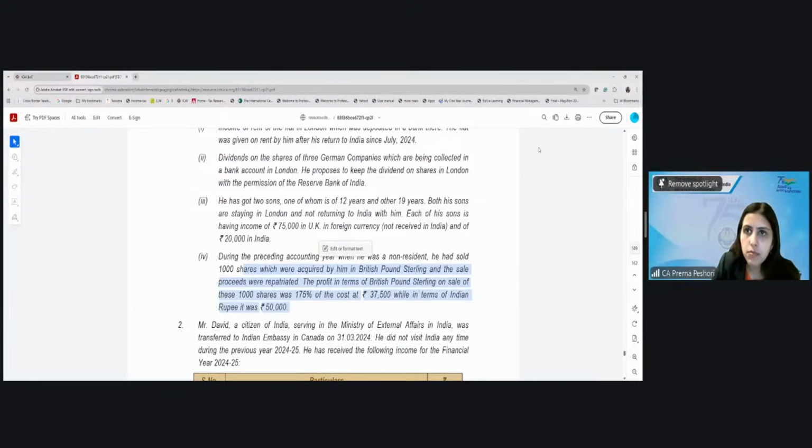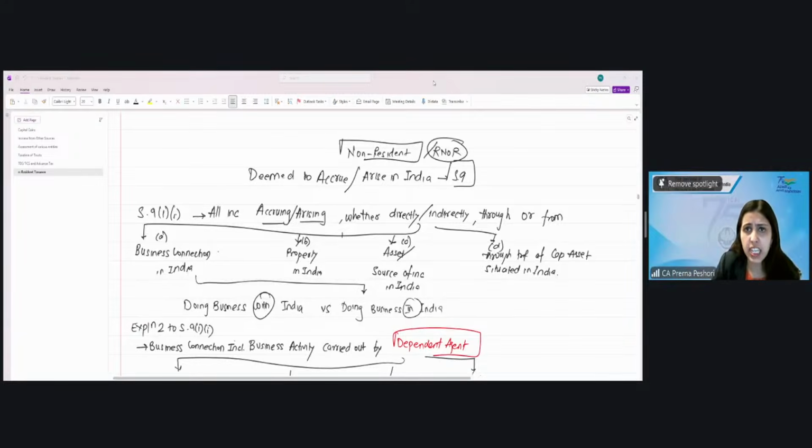Okay. Now coming to the next concept of accrual in India. For a non-resident, or for a RNOR, if the income is deemed to accrue or arise in India, then in that particular case it is taxable in India. It falls within the scope of total income, right? Now, what do we mean by income which is accruing or arising? What do we mean by accruing? Accruing means the right to receive the income.